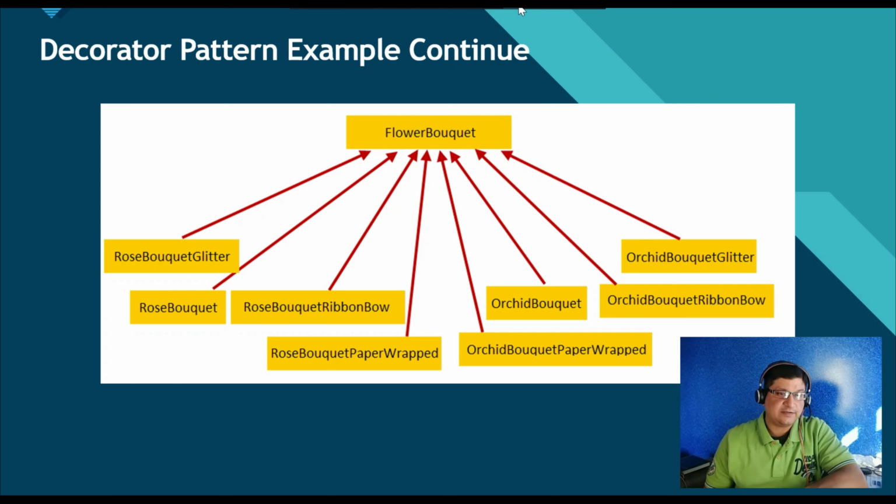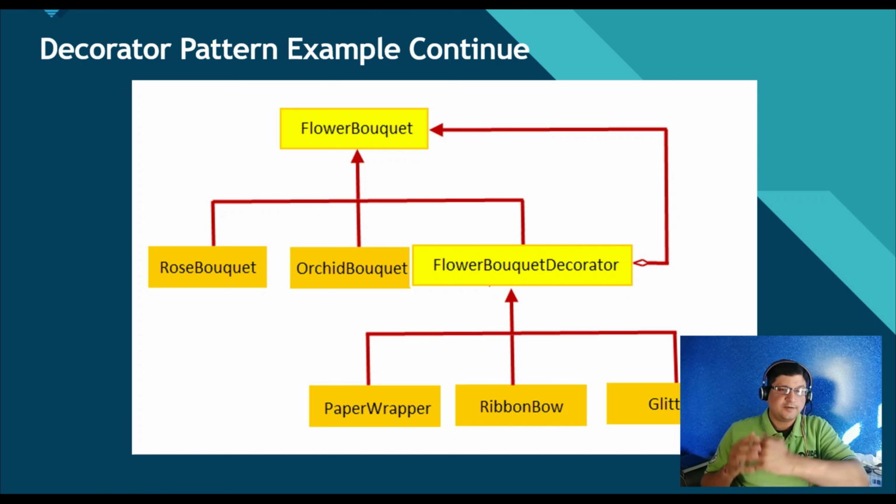To achieve that, we will create another abstract class. We call it flower bouquet decorator. And this abstract class extends the flower bouquet abstract class. Now each decorator class like glitter, ribbon bow, etc. will extend from flower bouquet decorator instead of flower bouquet. This is how the design should be. So this is how our new design will look.